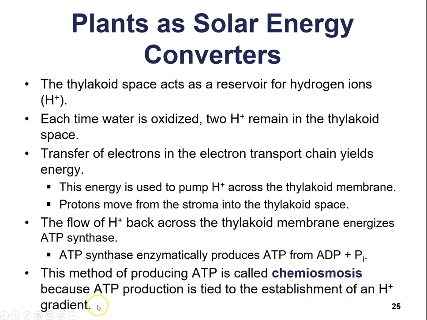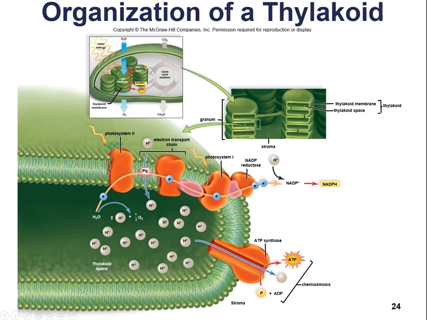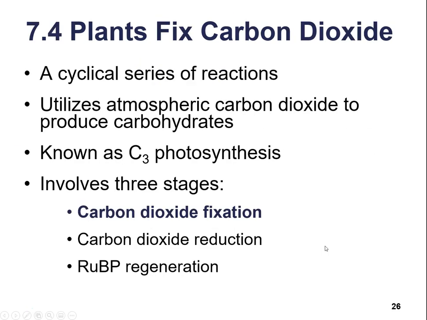Okay, so again, it says this method of producing ATP is called chemiosmosis because ATP production is tied to the establishment of a hydrogen ion gradient, meaning this, right? High concentration of hydrogen ions here, low concentration here, okay? They have the tendency to go this way. They move through ATP synthase and generate ATP, okay?